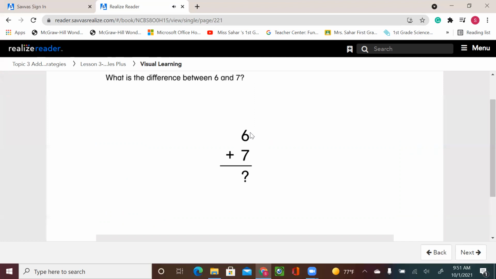What is the difference between 6 and 7? The difference is 1. So, this fact is one more than a double, or a doubles plus fact. Doubles plus facts are also called near doubles. You take the lesser number and make a doubles fact.